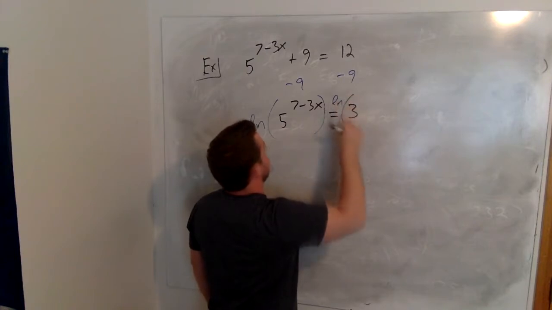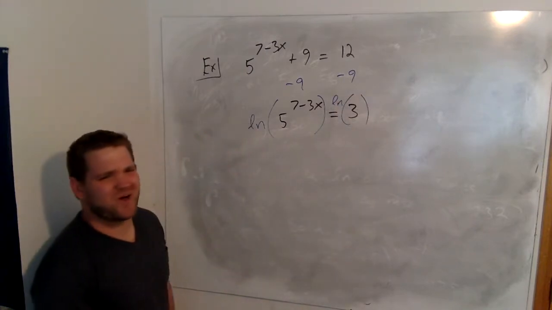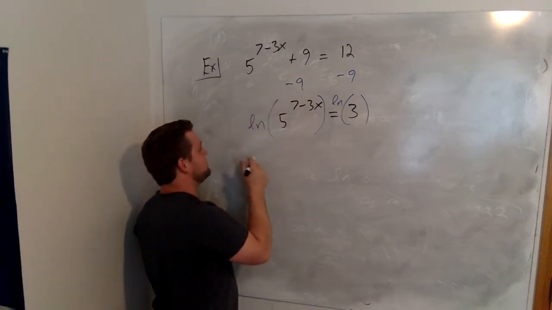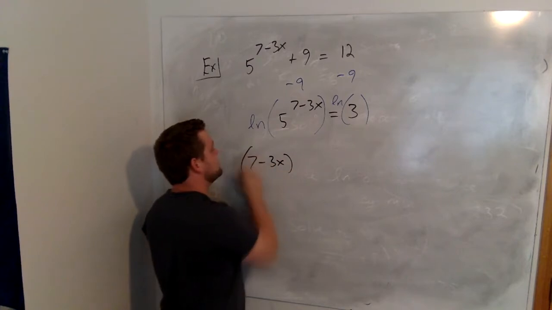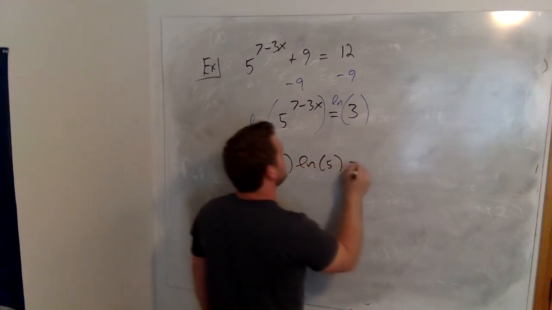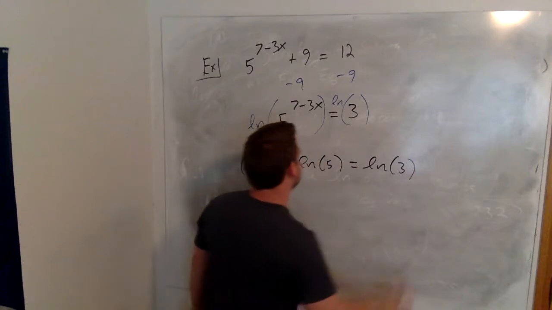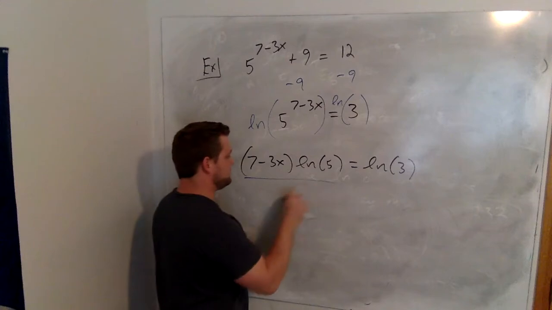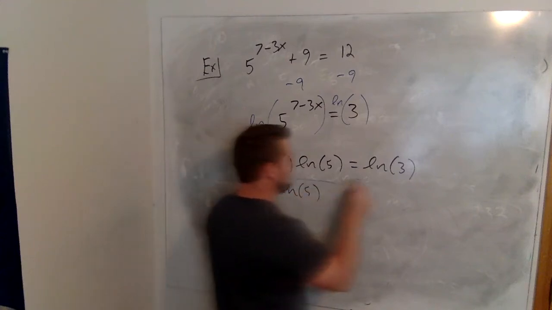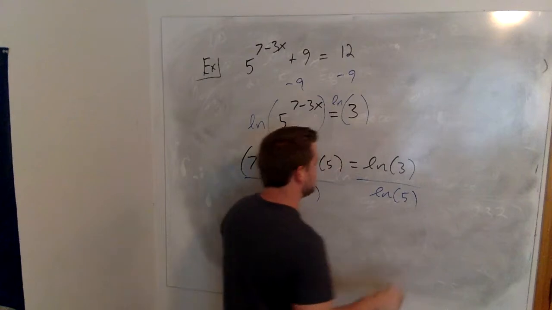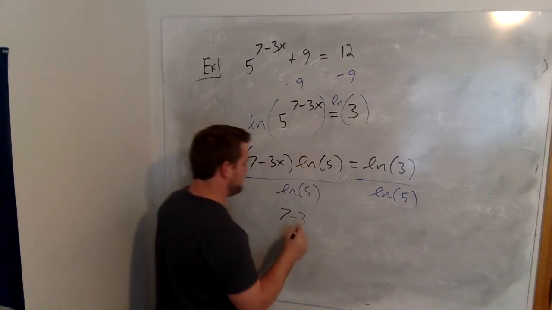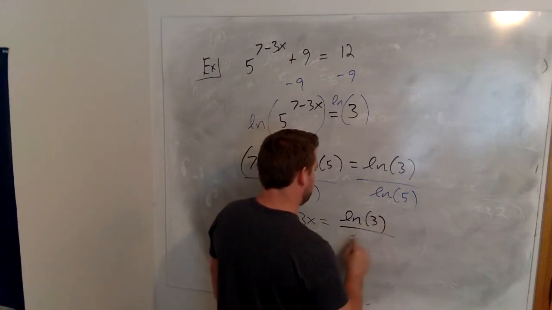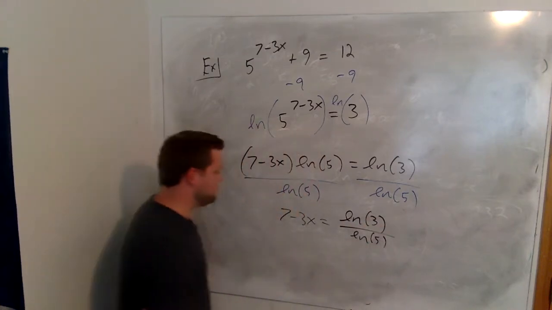It's very common that pretty much every math textbook says, we don't need all these logs, why don't we just use natural log? Okay, we can bring the 7 minus 3x out front. So 7 minus 3x times the natural log of 5 will be equal to the natural log of 3. From here we want to solve for x. So let's divide both sides by the natural log of 5. So we'll have that 7 minus 3x is equal to the natural log of 3 all over the natural log of 5.